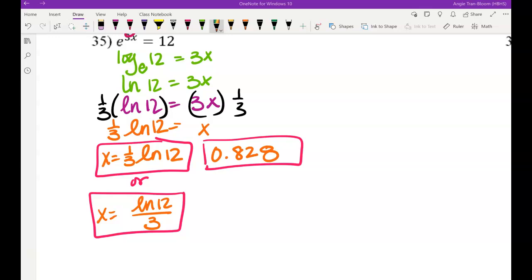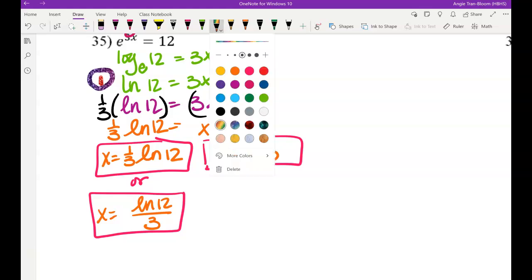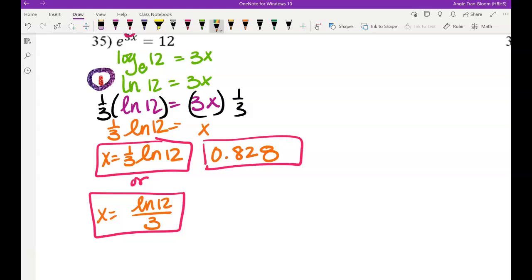So step number 1, students, rewrite it as a natural log, okay? You can go straight to natural log of 12 equals 3x if now you are comfortable doing that. And then step number 2, there's only 3 times x, so you can divide both sides by 3 or multiply both sides by 1/3. Either way, you can have this as an answer or this as an answer, and your calculator hopefully will spit out 0.828.